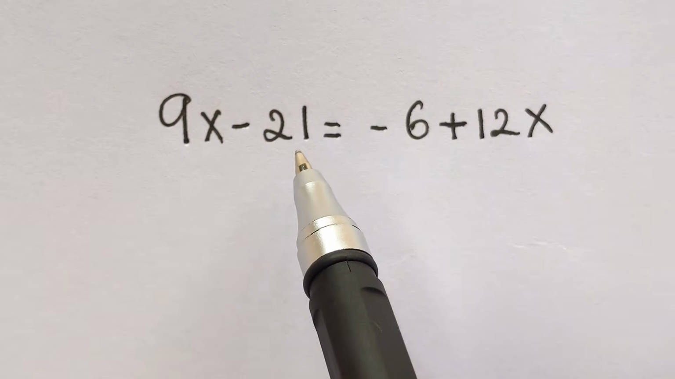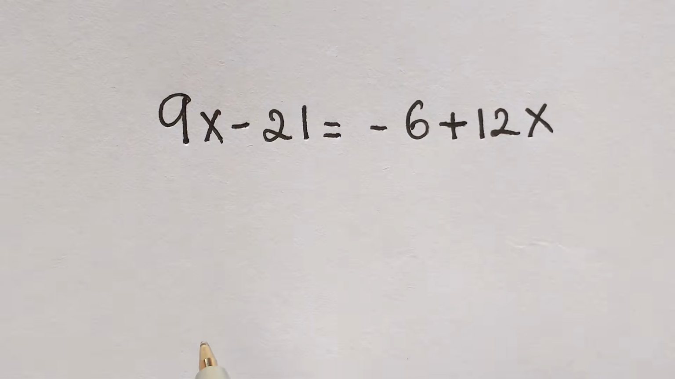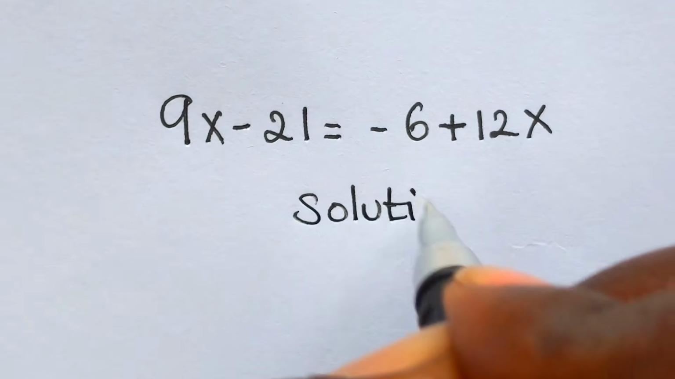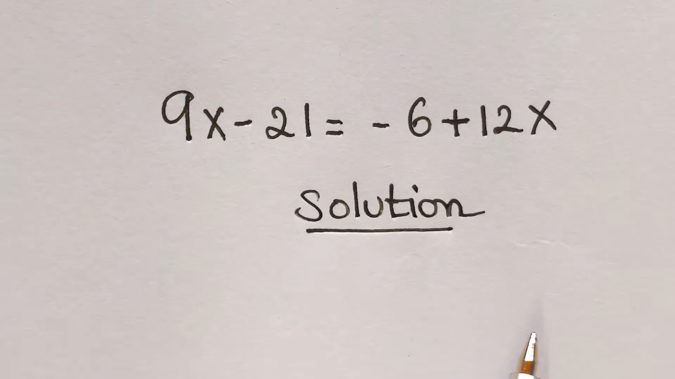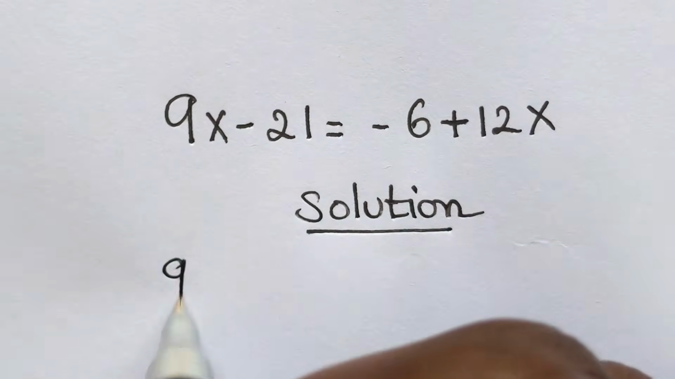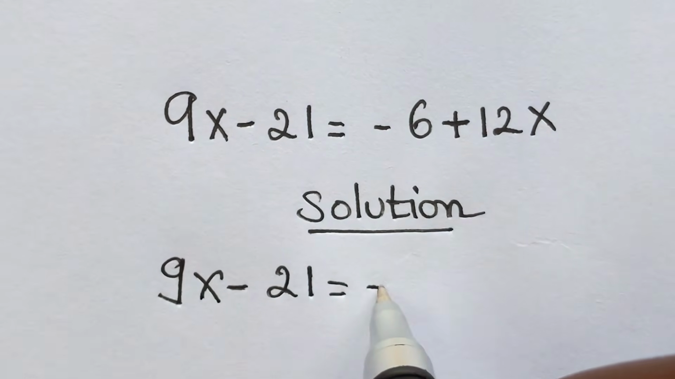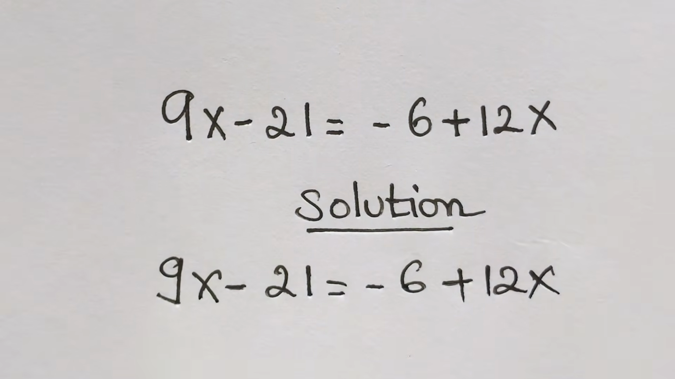Today's video we have been given this equation to solve: 9x minus 21 equals negative 6 plus 12x. Let's provide the solution. First thing is to copy: we have 9x minus 21 equals negative 6 plus 12x.